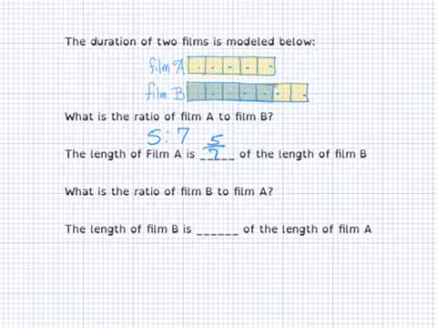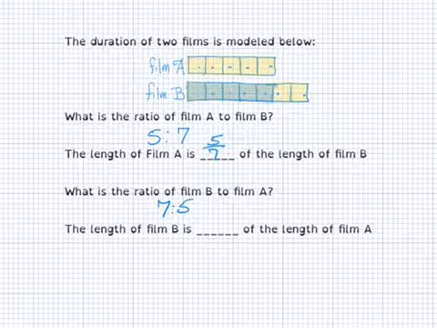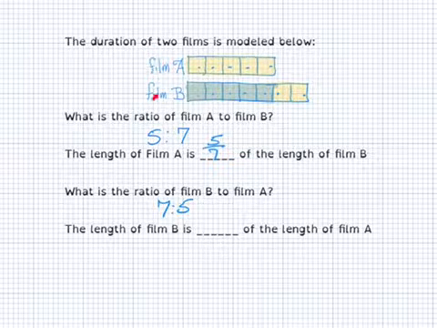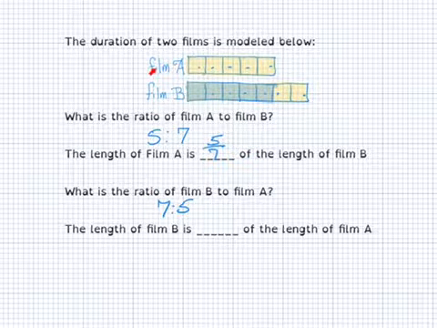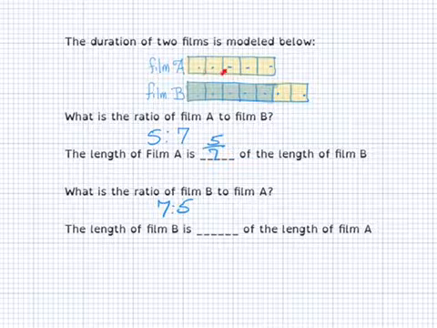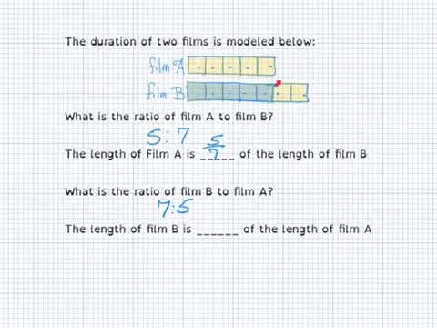Now the next question is going to give us the reverse. It says, what is the ratio of film B to film A? Well, that's just the reverse of A to B. So we can write that down as B to A is going to be 7 to 5. So now instead of trying to figure out what is A of B, I want to do the opposite. I want to figure out what is B of A. Well, that's going to be an improper fraction, because we can see that B is going to be more than A.